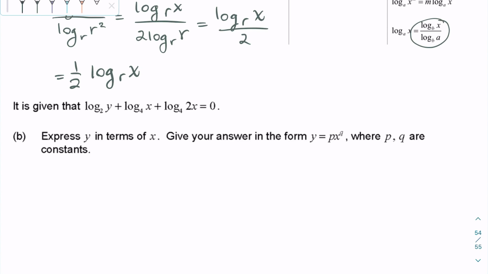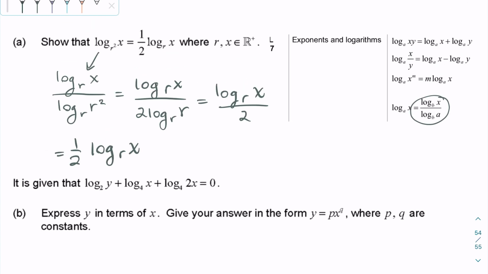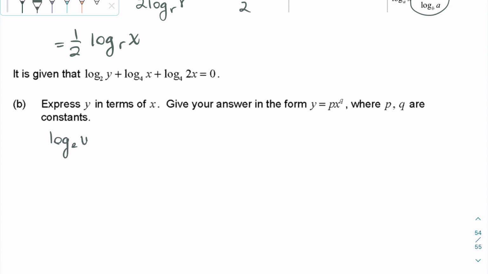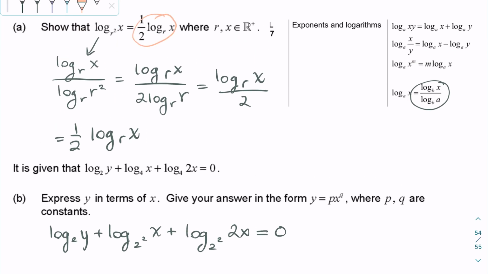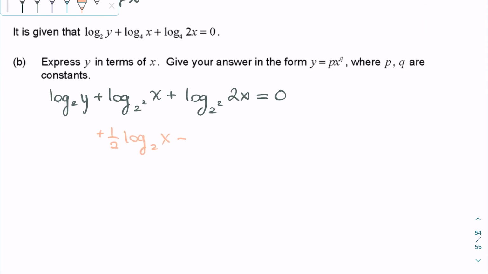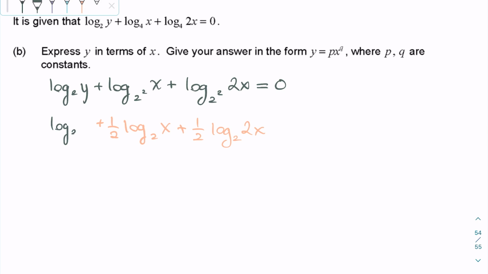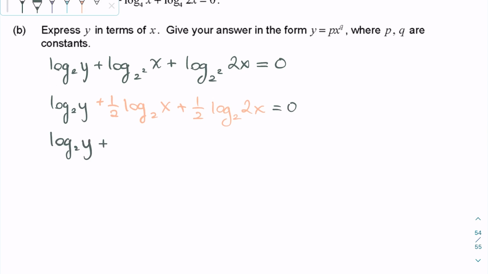Part B asks to rewrite y in terms of x in this equation. We can use the log identity we just proved in Part A to rewrite log 4x and log 2x to make them in terms of base 2. Using the third log identity, we can rewrite this again as log 2 square root of x.